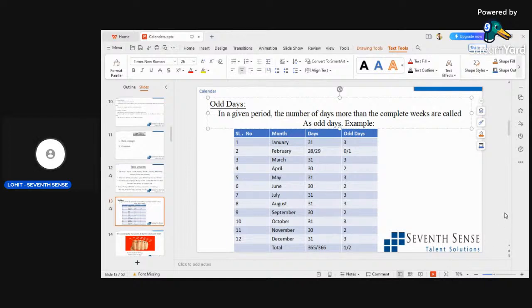Suppose I am having 25 days. Now how many odd days will be there in these 25 days? I have told you the definition, and I have shown you the example in the slide also. My question is, in 25 days how many odd days will be there? And I have told you the simple definition also: complete weeks left with the days. Okay, you can tell the answer.